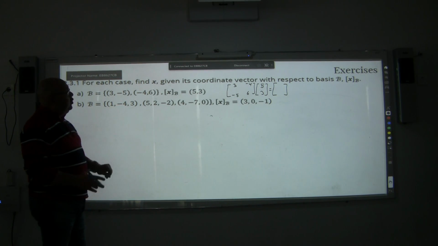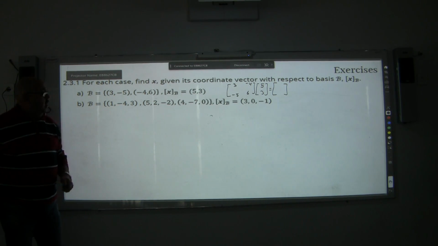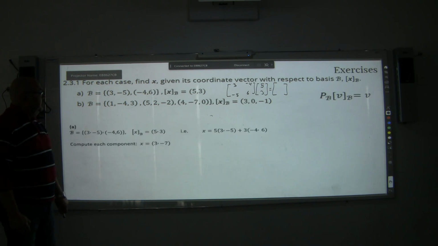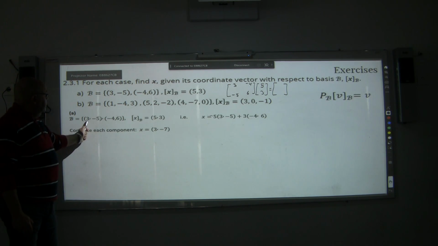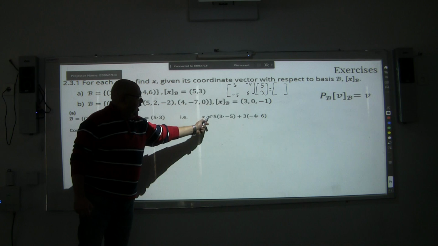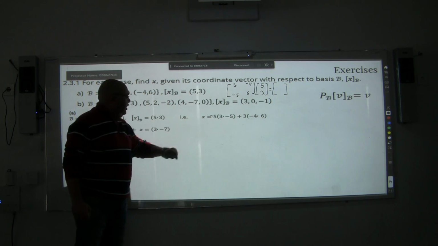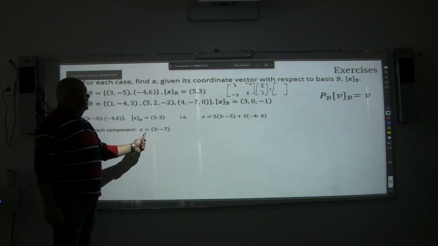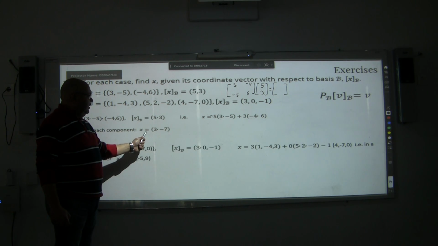A similar manner applies for question B. So if I want to evaluate it simply, all I have to do is multiply 5 times the first vector and 3 times the second vector. So x is the vector 3 and -7, that's the result.